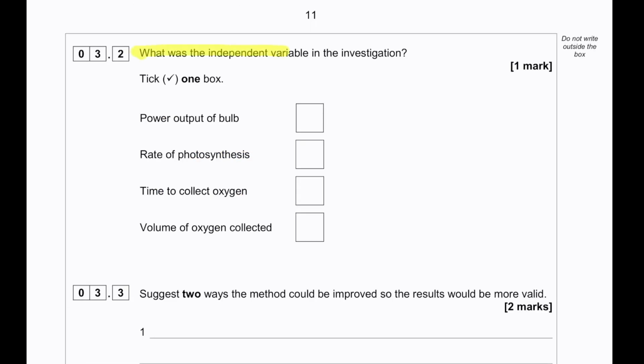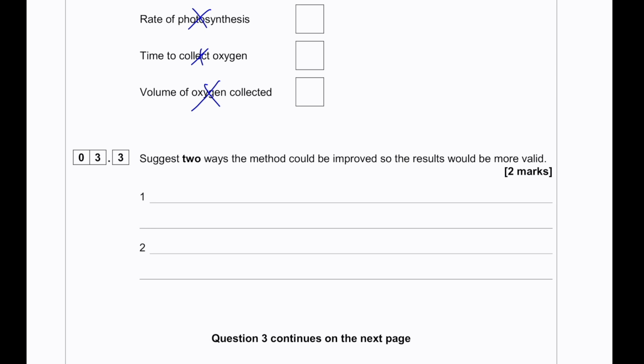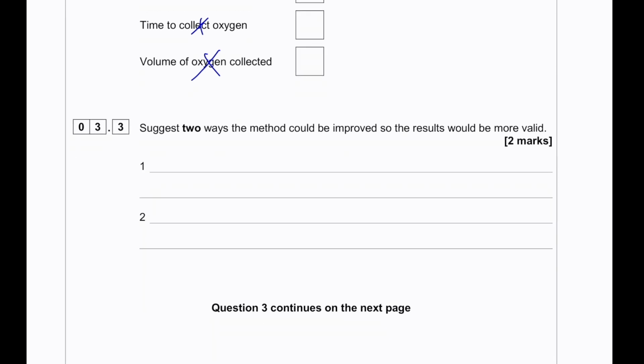What was the independent variable in this investigation? So the power output of the bulb is the independent variable. The rate of photosynthesis is the dependent variable. Time to collect oxygen is also a controlled variable because we will want a specific time to collect the oxygen, and the volume of the oxygen collected would be a dependent variable, which will then indicate the rate of photosynthesis happening. So the time and the volume of oxygen can be dependent variables, or they can be controlled variables, they can be in that range.